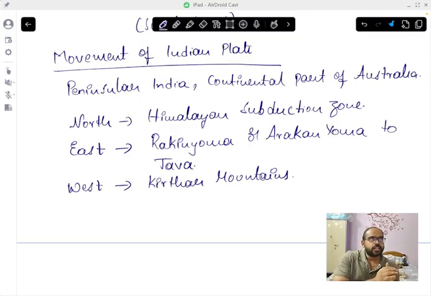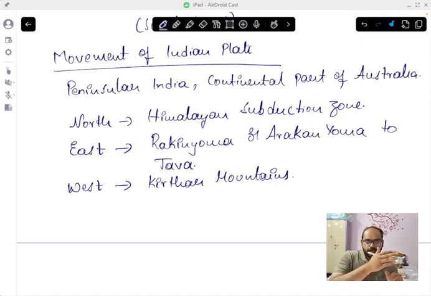Kirtar Mountains are located, I think, north of Karachi. Locate them on your map up to Pakistan, and the boundary extends up to the Red Sea and the Chagos Archipelago. Chagos Archipelago will be east of the eastern coast of Africa, south of India, below the equator. The western boundary extends from the Kirtar Mountains into the Red Sea, and from the Red Sea it extends up to the Chagos Archipelago.